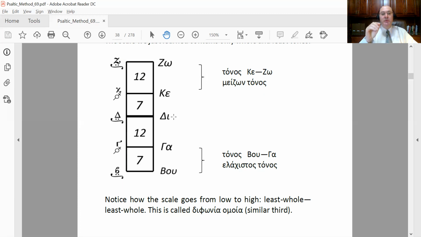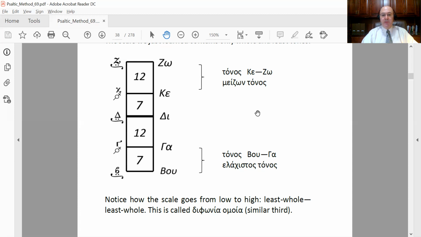And because those diphonias, or those thirds, repeat themselves the same all the way up and all the way down, we say that they are similar thirds. So this particular scale, we say that it goes, following the diphonia homoia, or in other words, it goes up and down the scale in similar thirds. Okay.